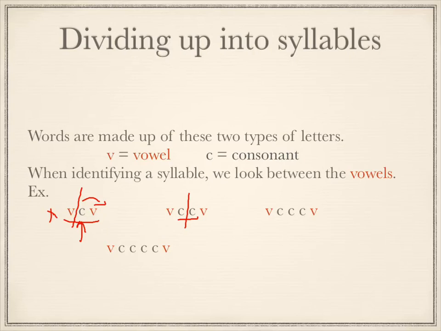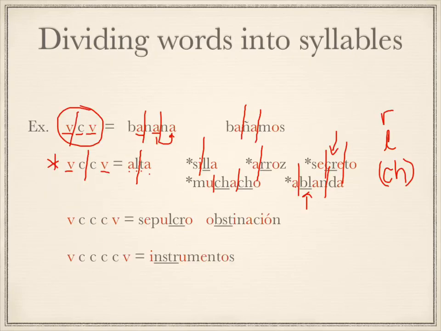Let's take a look at some of these others. What happens when we have three consonants together between the vowels? We're going to look at the second vowel, and take the last two consonants, and they're going to go with it. So we divide it like this. Here's that example: vowel, three consonants, another vowel. Kind of like in sepulcro. So we have se, pul, cro. The L is going to go with the previous vowel. Obstinación, the same here. We have obs, ti, na, ción.